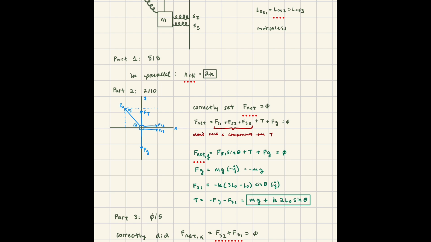The 3L0 is a given, that's how much it's stretched. So then when you multiply that out, that becomes this, and when you rearrange it, it just becomes all of this, and the negative goes away, and the negative goes away. So this is the correct answer.